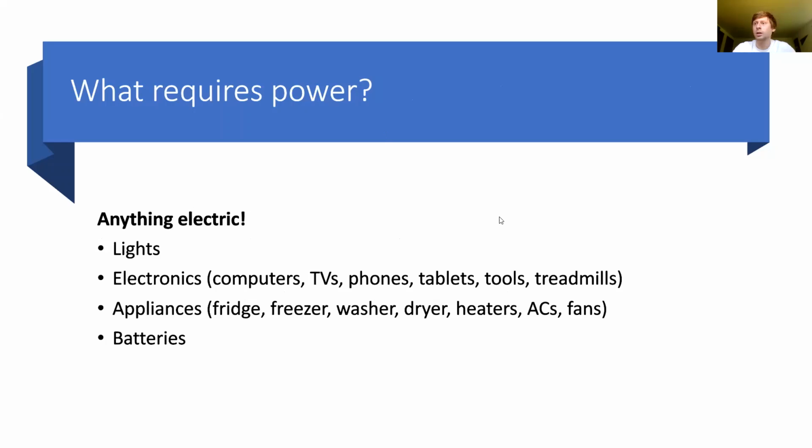So, now we're going to look at what in your home requires power. Basically anything electric, and that goes from lights to electronics, appliances, batteries, like in your phone, kind of anything. There's a lot more than you might initially think, and they're very prevalent in our life today. And here are some examples of ones that you might find in your own home.